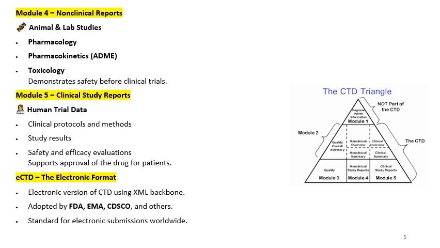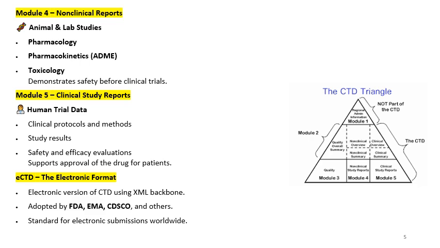Then module 4 is there. It includes the non-clinical reports, animal and lab studies, pharmacology, pharmacokinetics, including ADME, and the toxicological data. So toxicology demonstrates safety before the clinical trials. It is the content of module 4. Then module 5 contains clinical reports, human trial data, clinical protocols and methods, study results, safety and efficacy evaluations, and supports approval of the drug for patients.